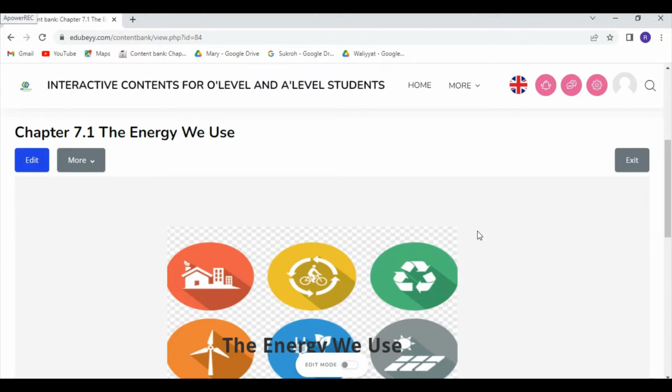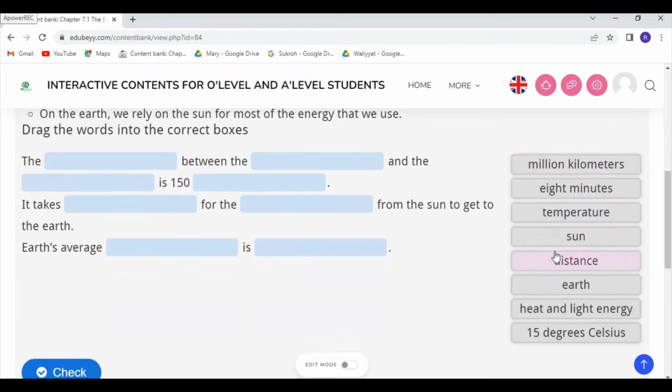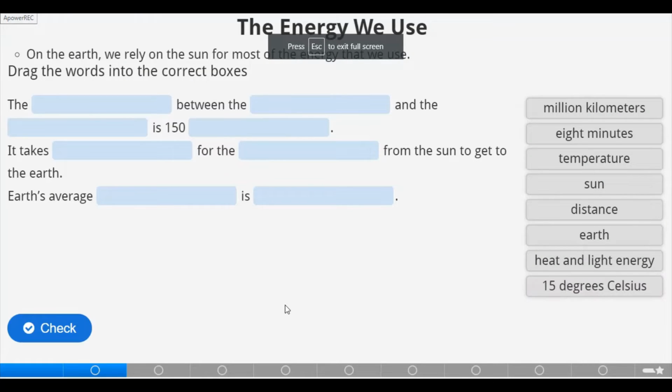How are you doing? Today we'll be dealing with another chapter, chapter 7.1, the energy we use. Let's do it together. Now, on the earth, we rely on the sun for most of the energy that we use. We have to drag the following words into the correct boxes.